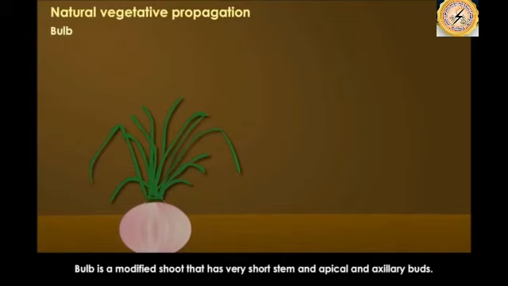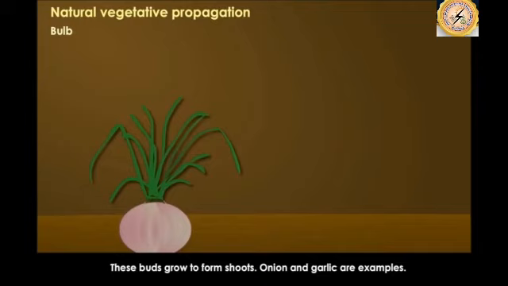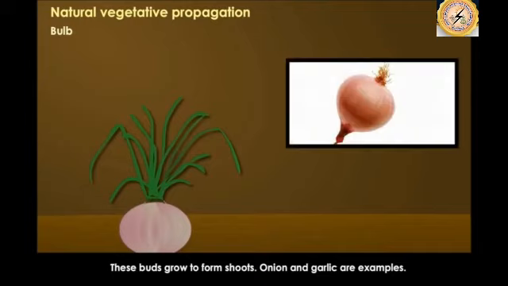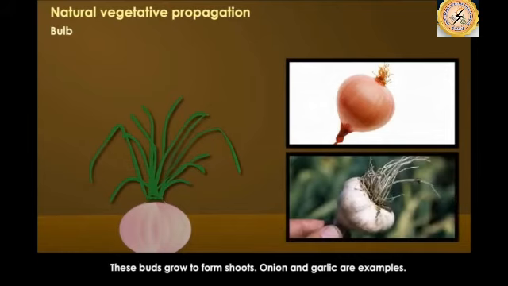The bulb is a modified shoot that has a very short stem and the apical and the axillary buds also. These buds grow to form shoots. The best examples are the onion and the garlic.